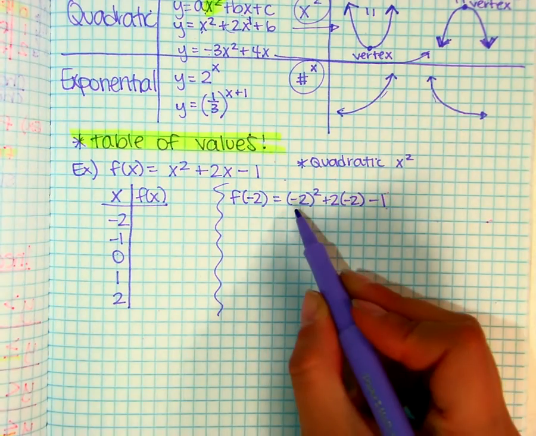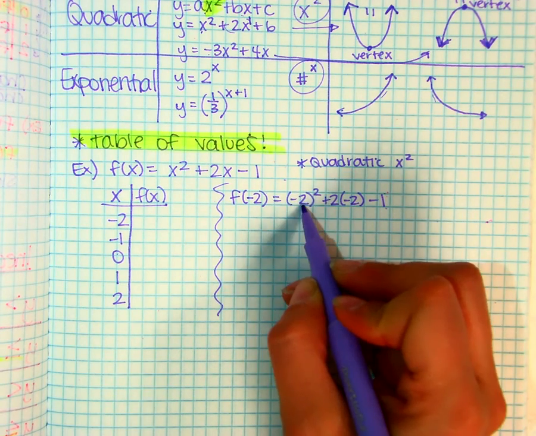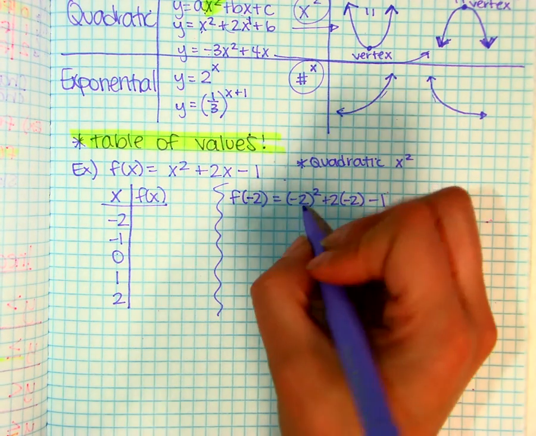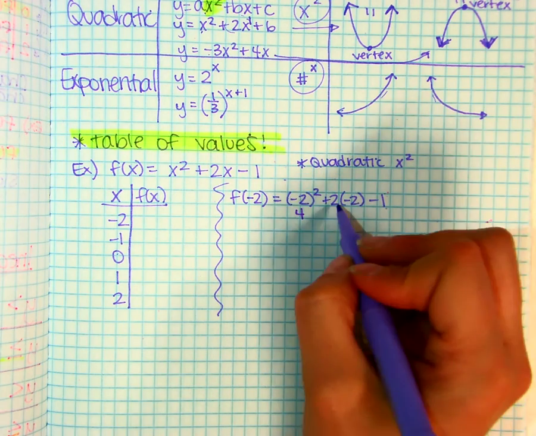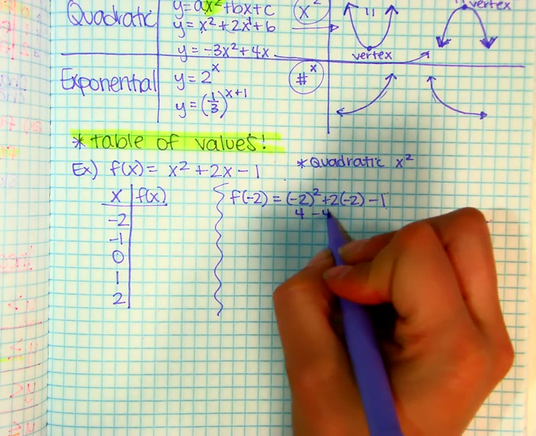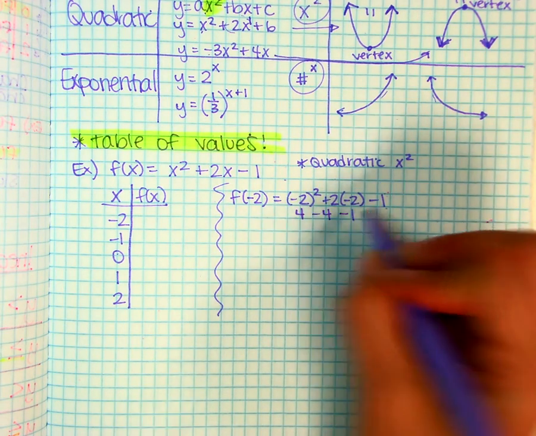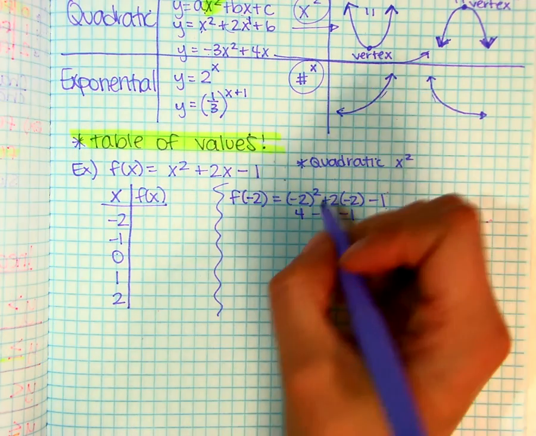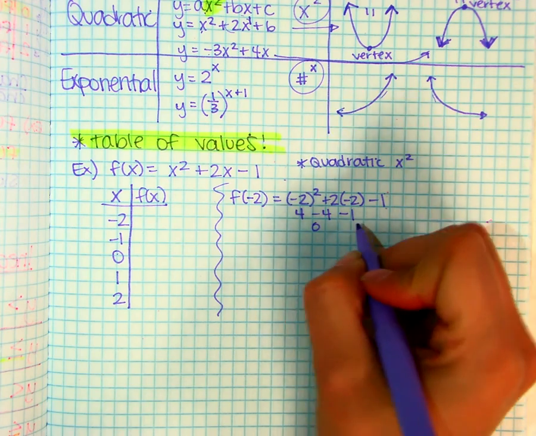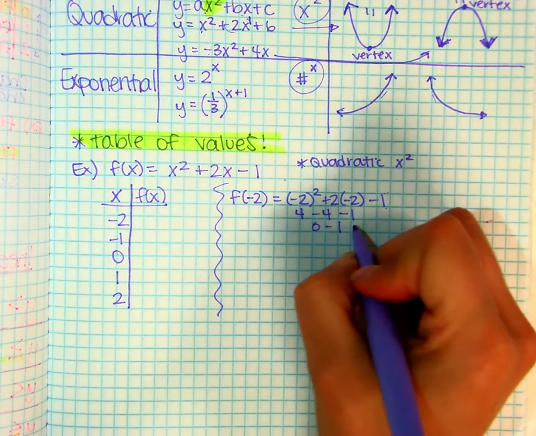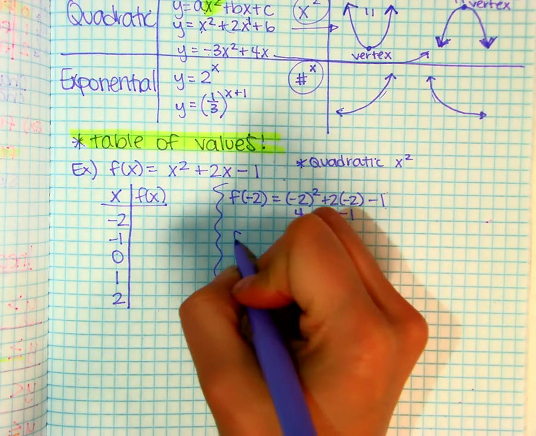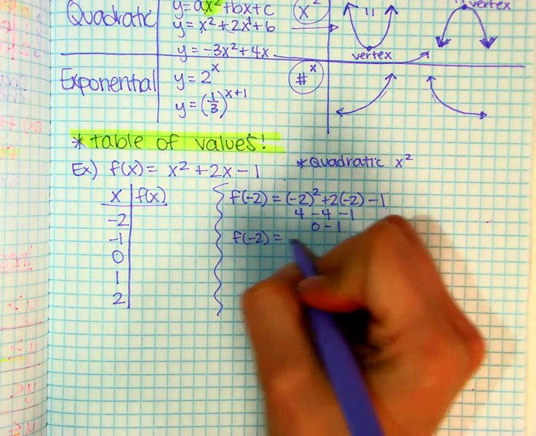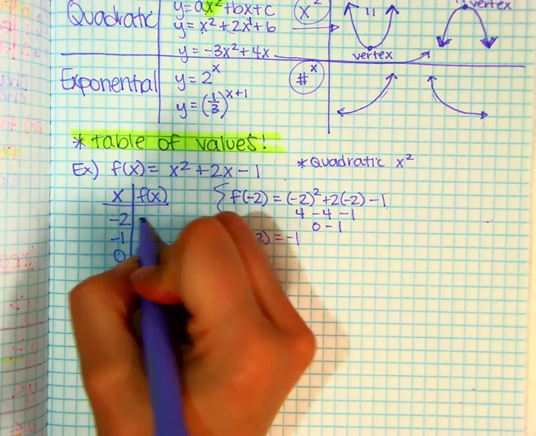All right, so that is going to give us -2 times -2 is 4. 2 times -2 is -4 minus 1. Then with my order of operations, I have to go left to right. So 4 minus 4 is 0. Minus 1 gives me -1. So f of -2 is -1. So that's going to go right here.